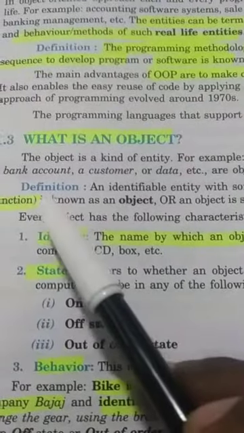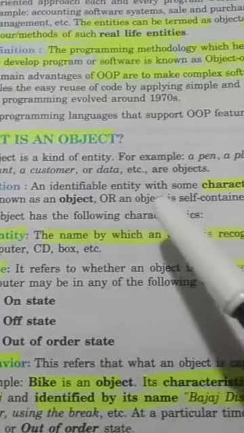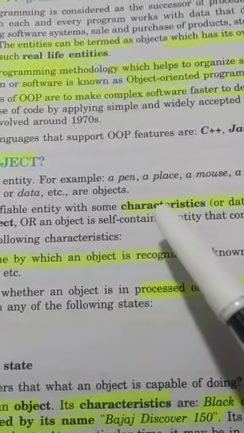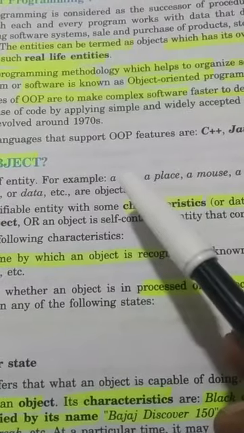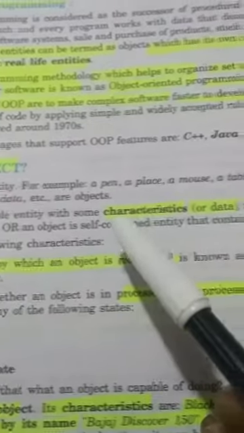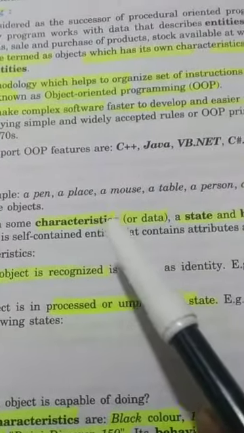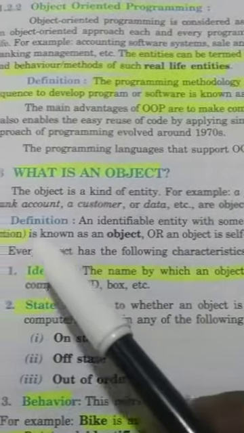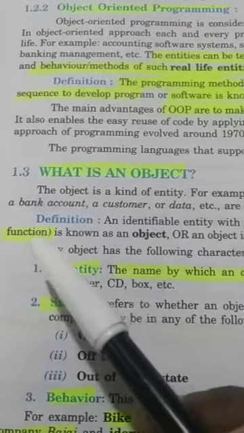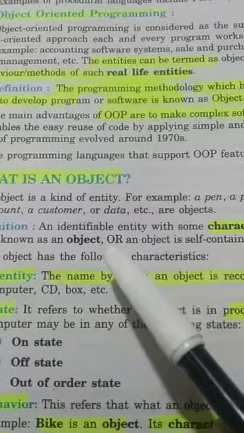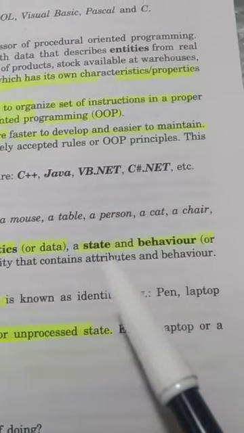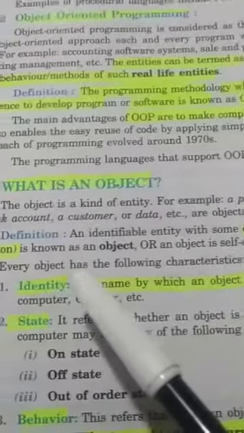Okay, and what is the definition? An identifiable entity means which can be identified with some characteristics. You can identify a pen with the characteristics. Okay, and characteristics means data, a state, and behavior. Behavior means functions. That is known as an object. Or an object is a self-contained entity that contains attributes and behavior.